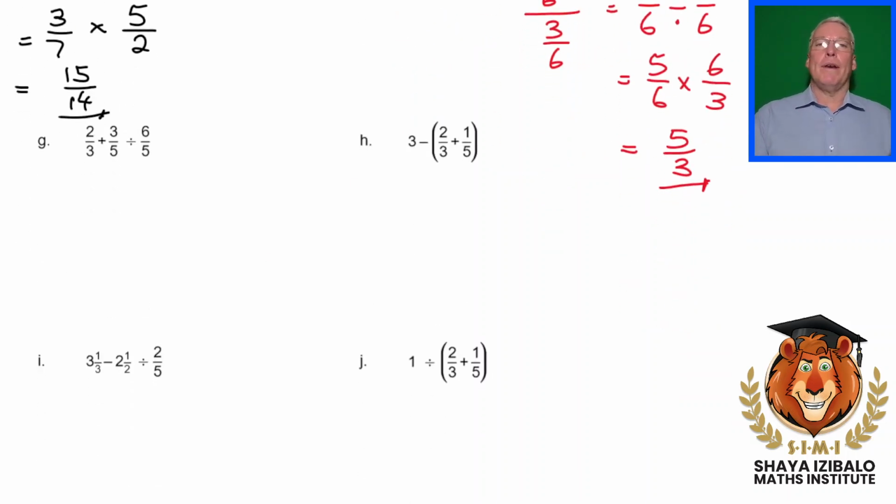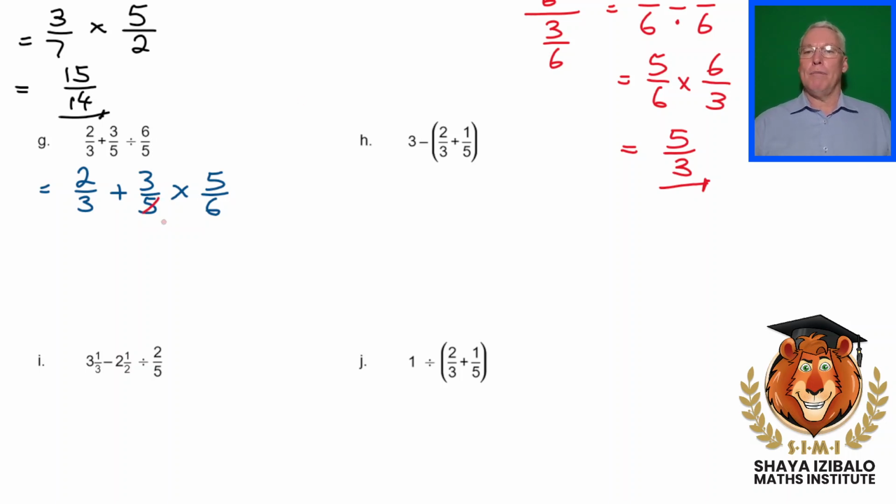The next one's fairly straightforward, but don't forget BODMAS. Must we add or divide first? We must divide first. So 2/3 plus, now we want to take 3/5 and we want to divide it by 6/5. So the way we're going to do that is we're going to change that divide to a times, and we're going to turn our 6/5 over to become 5/6. The easiest thing to do here is to simplify. Let's divide the bottom by 5 and the top by 5.